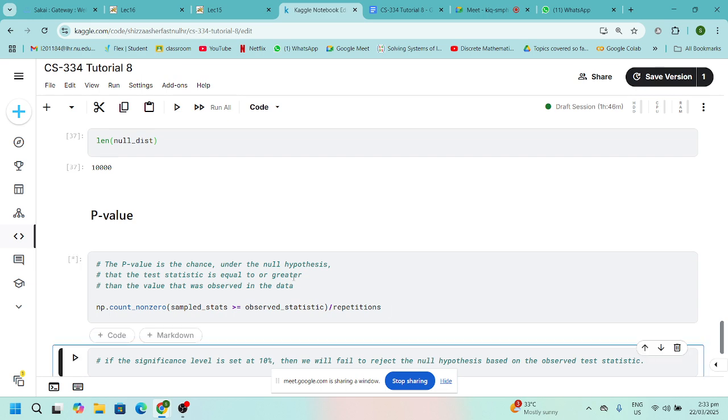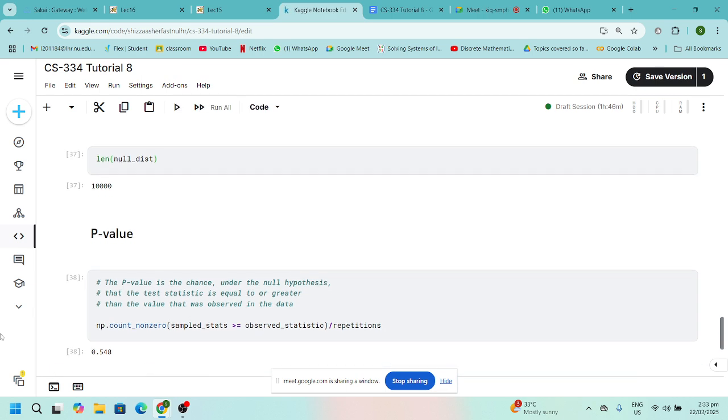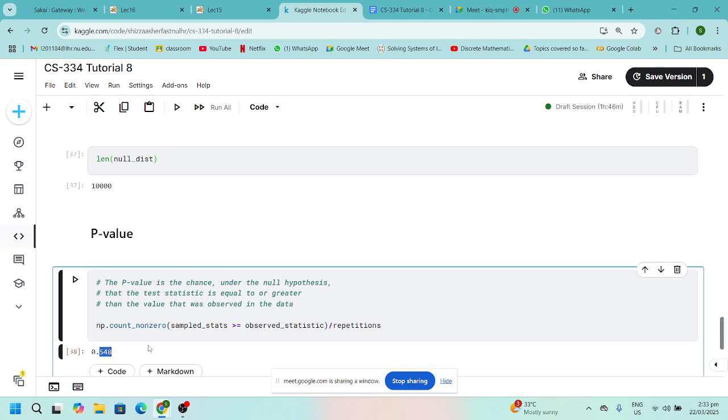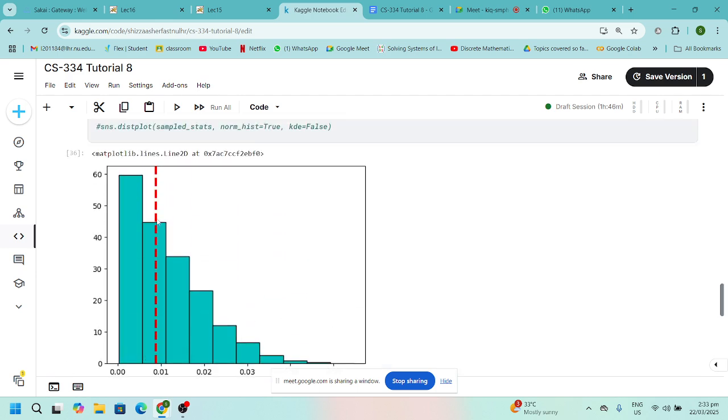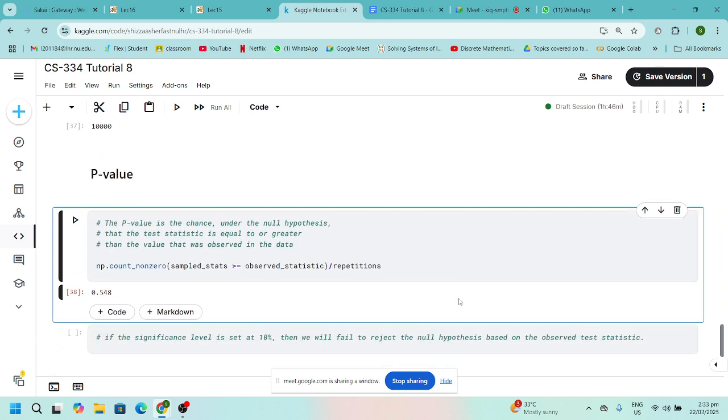In this case, when I run this, it gives me a value of 54.8%, and that's pretty high. That essentially means that if this red line was more towards the right, then the value would have been smaller, because essentially it calculates ये area ही कर रहा होता है towards the right under the null hypothesis.